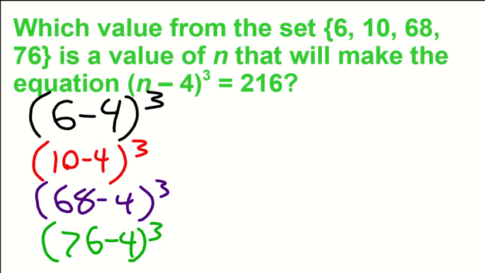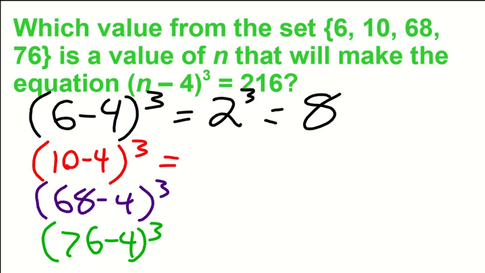You do the math inside the parentheses first. That means inside the parentheses for the one in black, we got 6 minus 4. 6 minus 4 is 2. So then we got 2 cubed. That's 2 times 2 times 2. That's 8. 8 is not 216. So we go on to the red one.